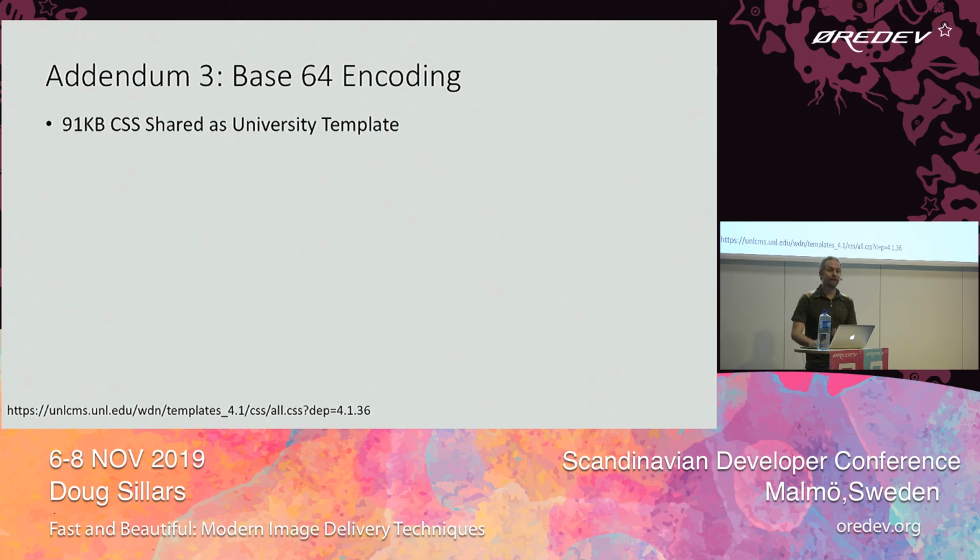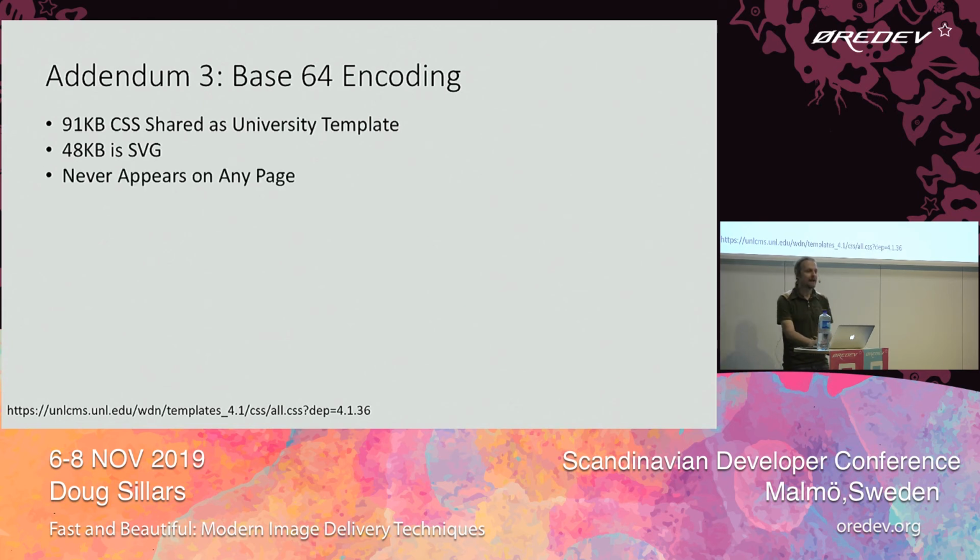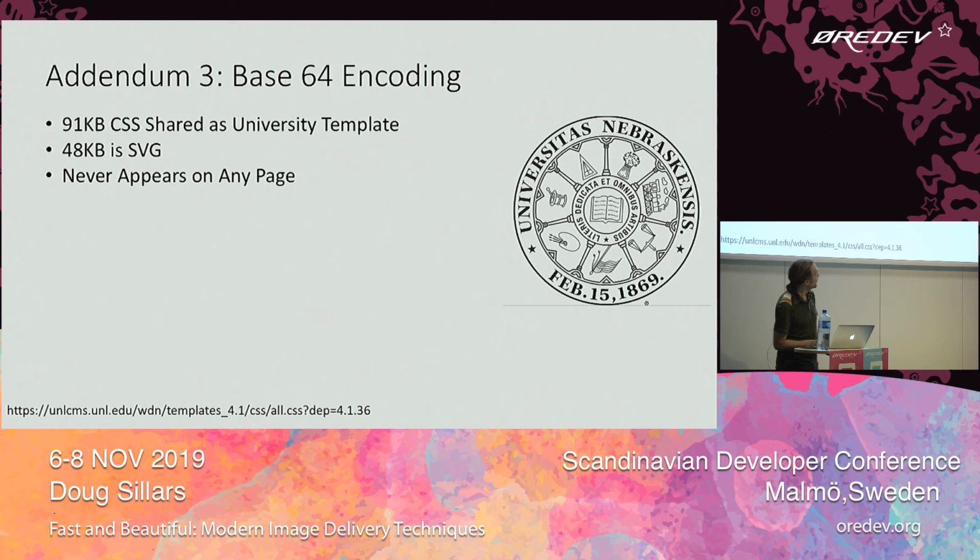So as an example, here's the University of Nebraska. They have this shared CSS template. It's 91 kilobytes. 48 kilobytes of this is an SVG file. It's base64 encoded, but it never appears on any single page at the University of Nebraska. This is the SVG, right? It's got the Latin logo and all that sort of stuff. And I was like, why does this not appear on any single page?